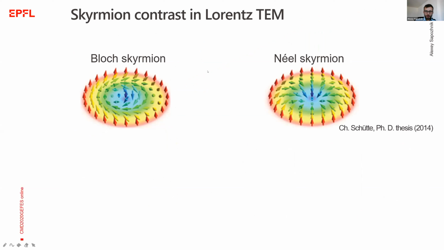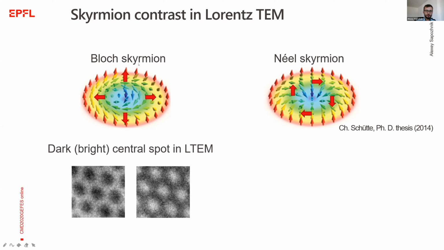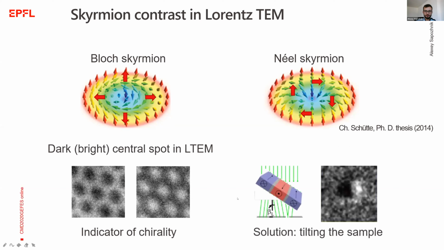When electrons pass through a skyrmion, either a Bloch skyrmion or a Néel skyrmion, they also experience a Lorentz force, which is indicated by red arrows. Consequently, a Bloch skyrmion will result in the appearance of a dark or bright central spot in LTEM, as illustrated here for skyrmion lattice in iron germanium. However, for a Néel skyrmion in horizontal geometry, there will be no LTEM contrast. However, as was already mentioned, if the sample is tilted, then a black-white or white-black contrast will appear in the Lorentz TEM image.